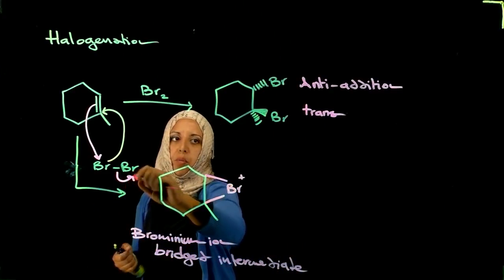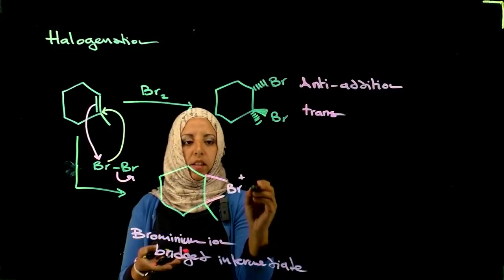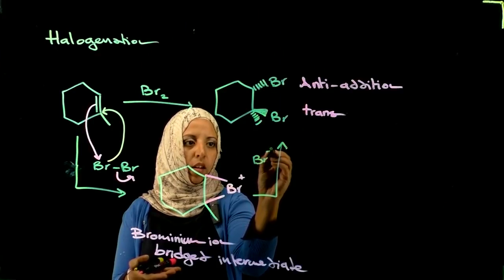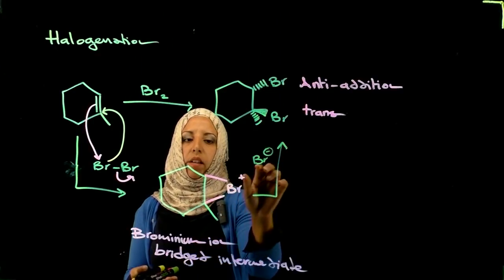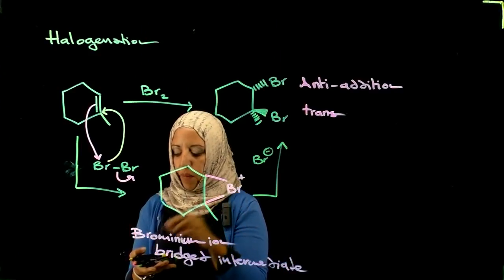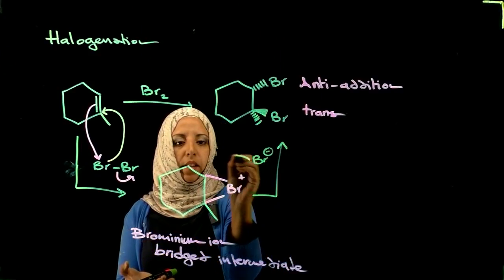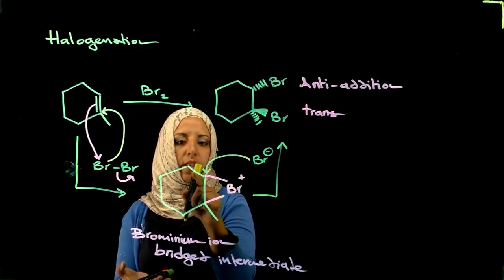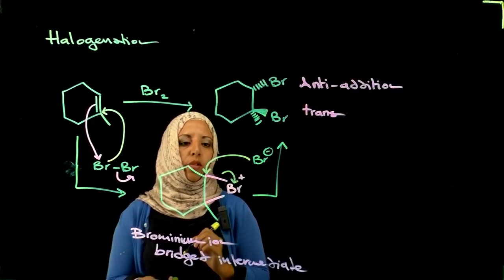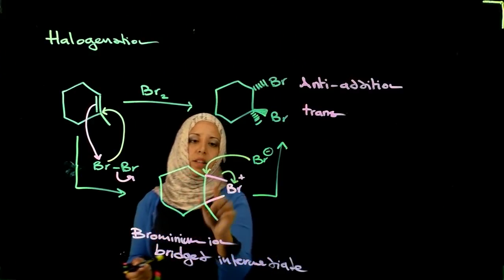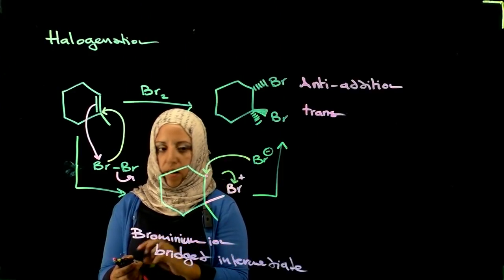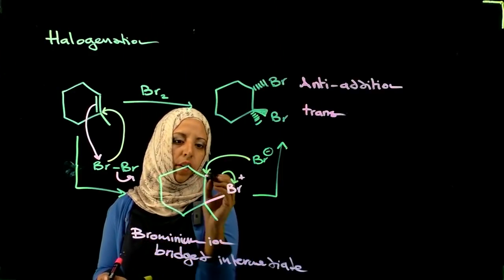Well, then we have the other bromine right now, and that bromine will act as a nucleophile. It will attack the less substituted end of that bromonium ion bridged intermediate. So the bromine comes in, attacks, this carbon-bromine bond is cleaved, and those two electrons go to bromine. It's really like you erased this. Right, that's all it is.